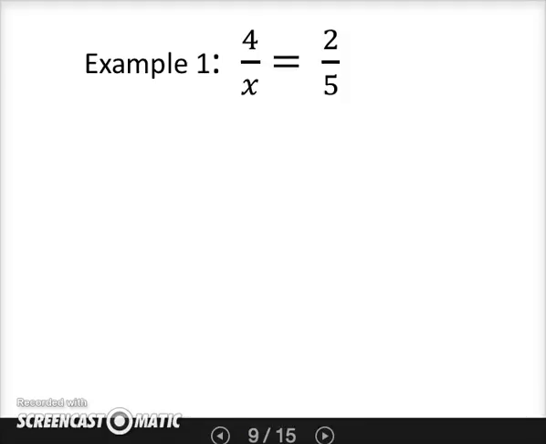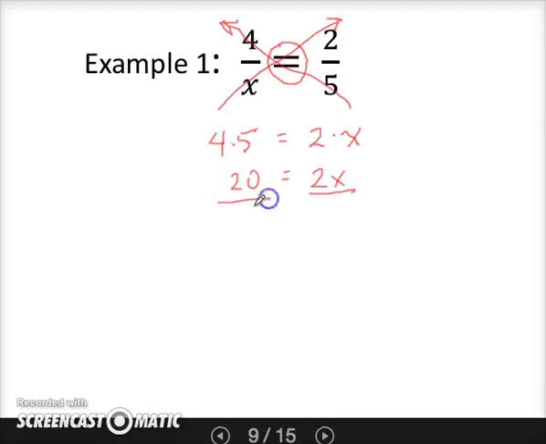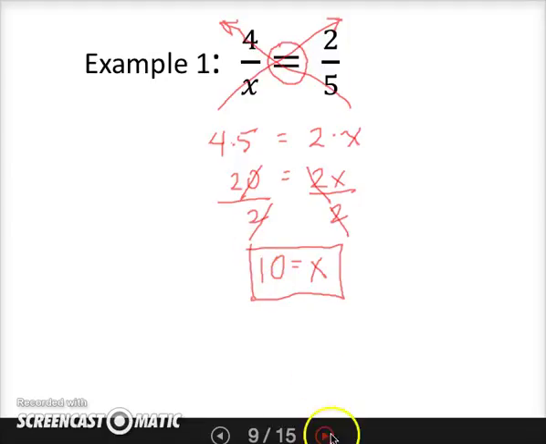Okay, let's do an example problem that asks us to find the value of x given this ratio or proportional relationship. So here, with great trepidation, I am going to use the word cross-multiply because I have an equal sign here. I have a over b equals c over d. So I am going to say 4 times 5 equals 2 times x, which turns into 20 equals 2x, dividing both sides by 2. That gives me x equals 10. You try this one.